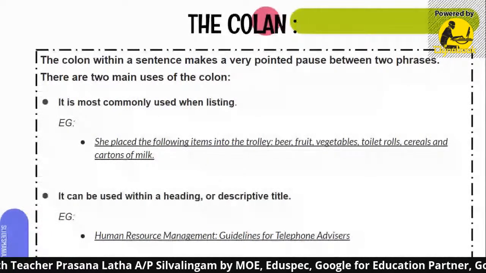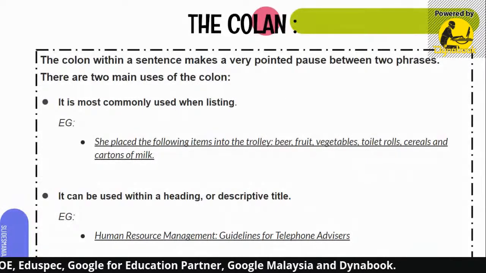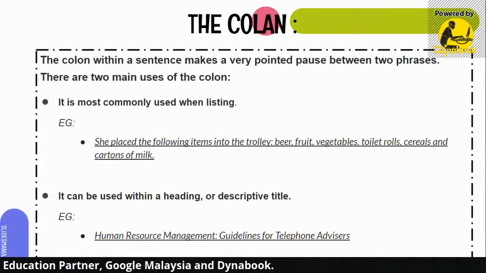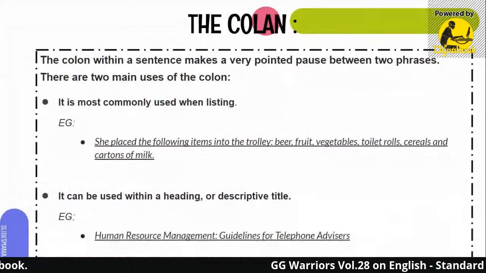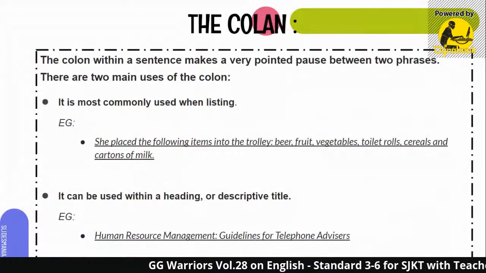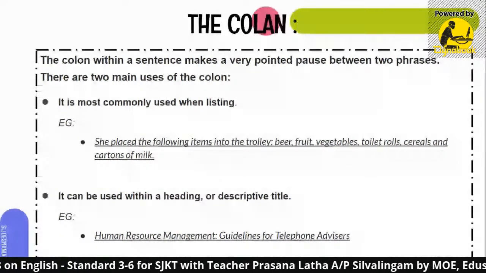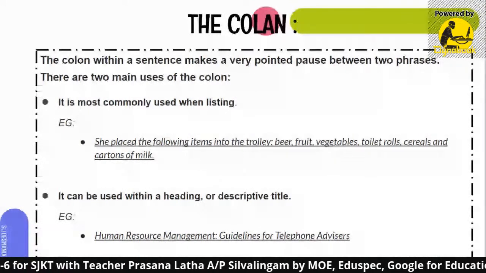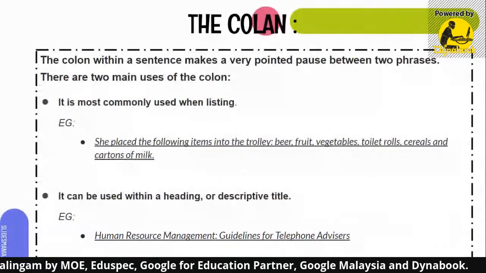The first one is commonly used when listing. Okay, "She placed the following items into the trolley." What are the items that she has placed? So we use a colon to list the items that we have placed in the trolley: beer, fruit, vegetables, toilet rolls, cereals, and cartons of milk.